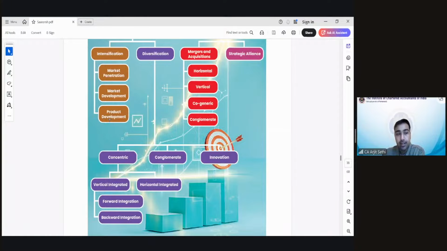Forward integration. The next step in the entire chain of activities you do in your business. You break down your entire business into chain of activities. If related to the main core activity, you're going backwards, it is backward. If you're going ahead, which is forward integration.